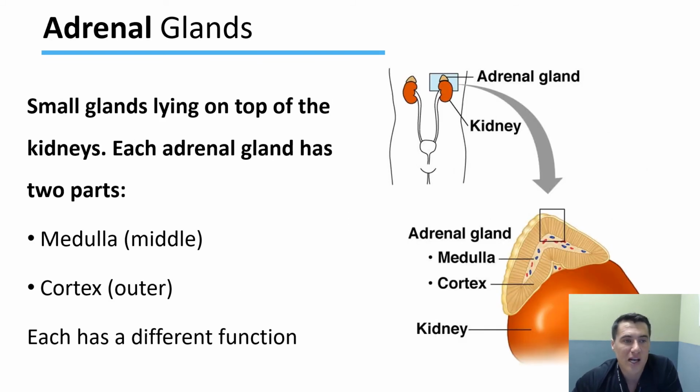Our adrenal glands, think of those as little hats that sit on top of our kidneys, small glands lying on top of the kidneys. Each adrenal gland has 2 parts, the medulla, which is the middle or the inside, and the cortex, which is the outside. And each of these have a different function. So you should be able to see this diagram and be able to tell me that the cortex is the outside layer and the medulla is the inside layer. And they sit on top of the kidneys. The kidneys aren't endocrine glands, but they have endocrine gland top hats.